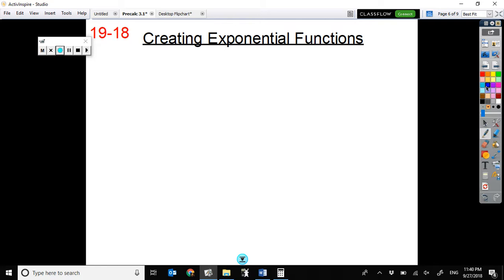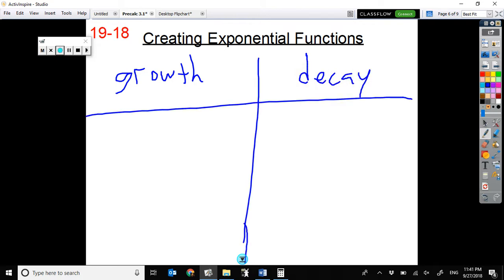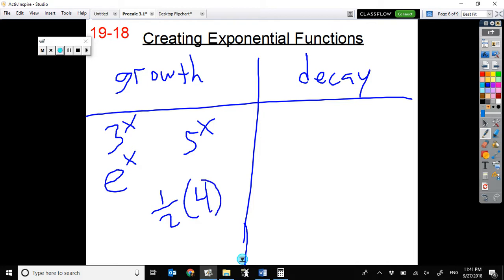It says, tell whether the function is exponential growth or exponential decay. So to do this, I'm going to show you some examples. So growth, decay. Let's say I have 3 to the x, 5 to the x, e to the x, 1/2 times 4 to the x. Okay, all of these are examples of growth.